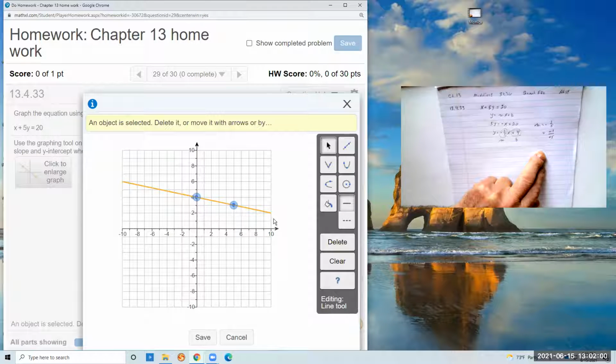Notice the line is going down, and lines going downward are a negative slope. So that's a check on your work. If you perchance had made 2 negatives, you would have been going upward, which would be the wrong slope. So we have now graphed the problem successfully.